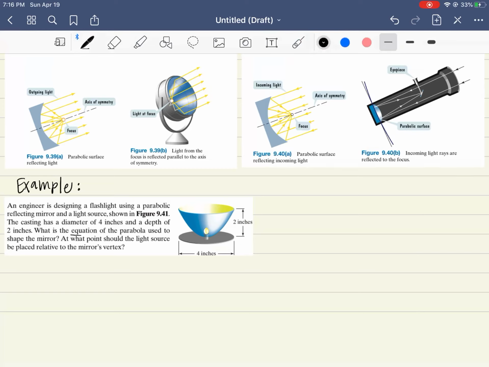It's asking us, well, what would the equation of this parabola used to shape the mirror be? So the first thing we want to make sure that we end up with in the end is an equation. And then it asks, at what point should the light source be placed? Okay, so we also want to figure out where should the light source go. And again, that's going to be related to the focus.